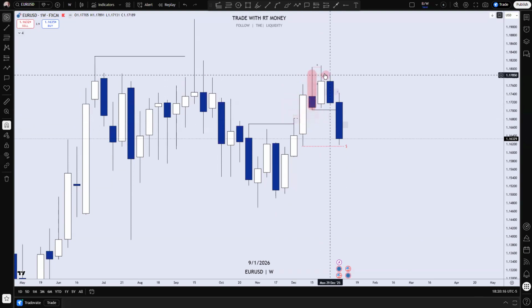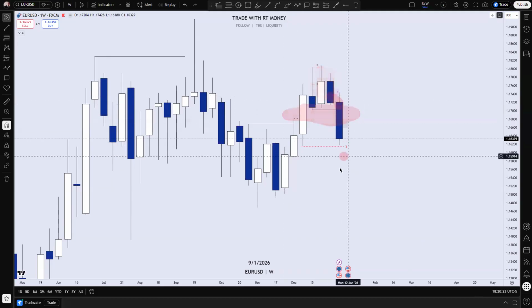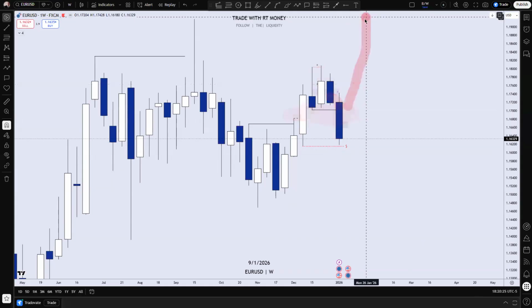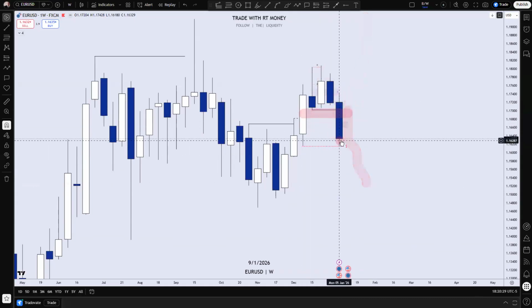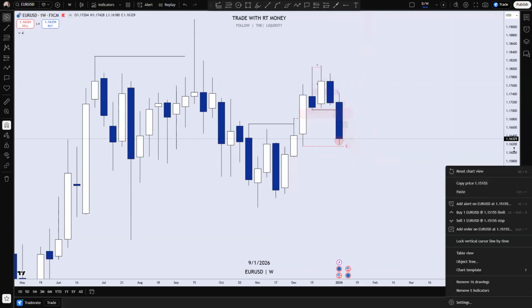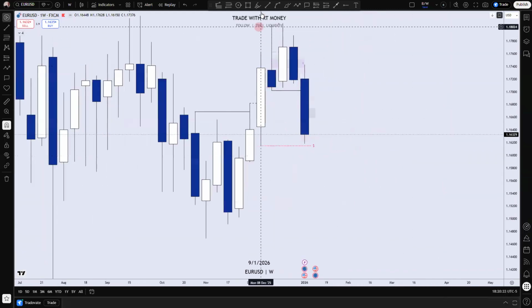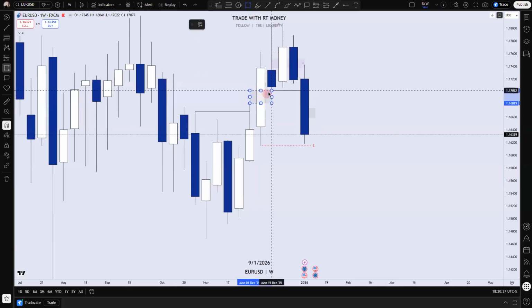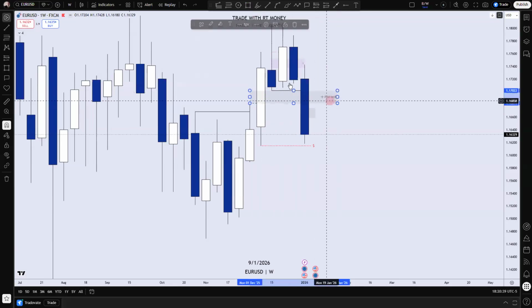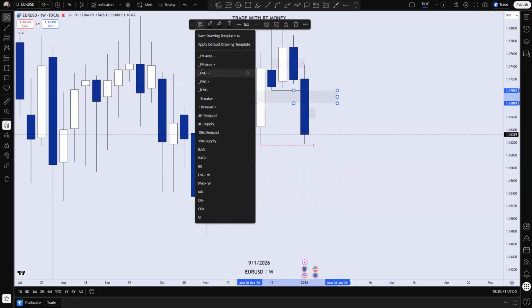Price created that fair value gap. I was looking forward to the market coming back into this fair value gap and giving me a sign whether it was going to respect it or trade through it. Well, it traded through it. So what happens after that? I expect the market to treat this as an inverse fair value gap, an inverted fair value gap.